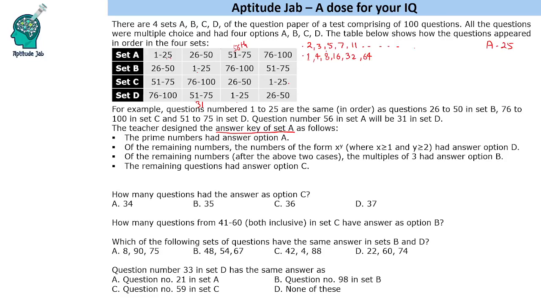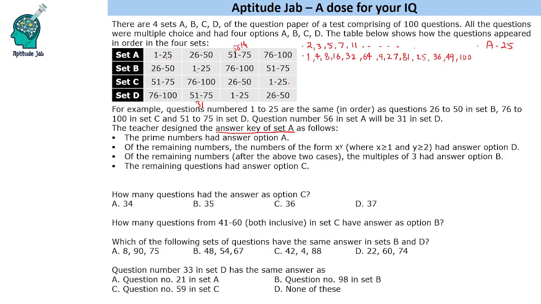Apart from that, the first power of 3 is already covered. So the next powers, that is 9, 27, 81, will have option D. Powers of 4 are already covered because we have covered the powers of 2. Powers of 5, that is 25. Then powers of 6, that is 36. Power of 7, that is 49. Power of 8 has already been covered. Power of 9 has been covered. Power of 10, that is 100.